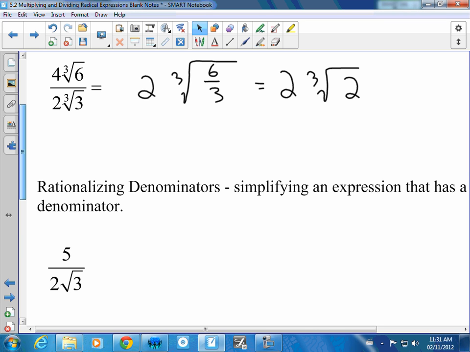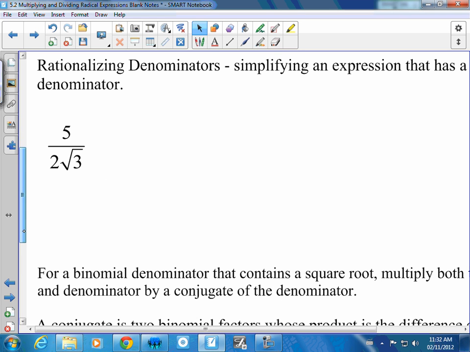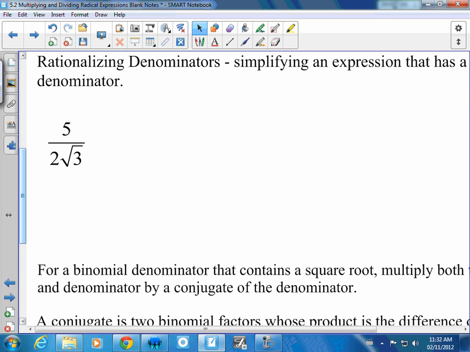Can you have it on the top? By all means. You can have it on the top as many times as you want. The bottom one, though, has to be a nice number. Okay, so let's look at this here. What can I multiply the bottom by to get rid of the root of 3?